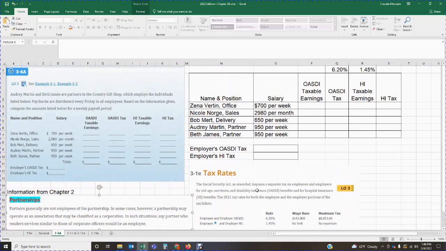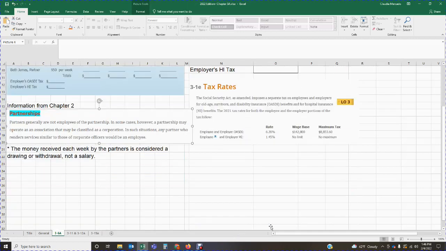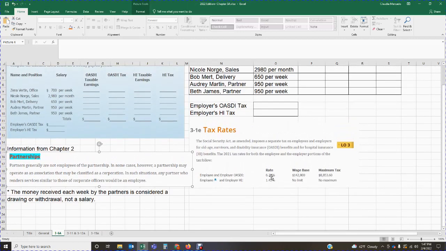So for example, for my employee and employer OASDI tax, the rate is 6.2%. The amount that you are going to pay taxes on is on the first $142,800. Anything above $142,800 will not be taxable. The maximum tax that can be collected per year is $8,853.60. The employee and the employer HI is 1.45%, which I provided to you here.